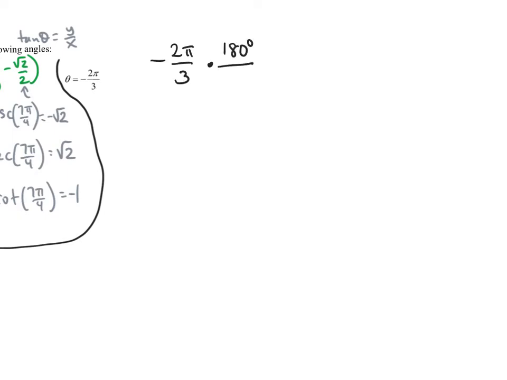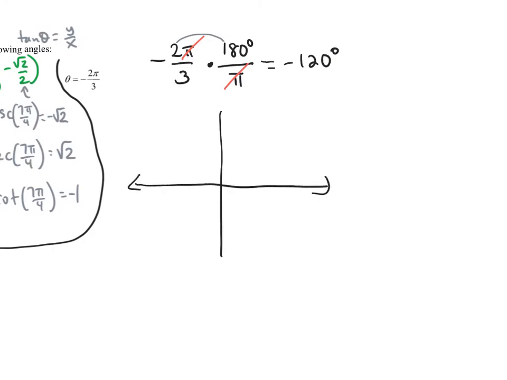I'll multiply by 180 over pi. So my pi's will cancel. So again, it's -2 times 180 divided by 3, which should be -120. Now, I don't see -120 on my unit circle either. I do see 120, but not -120.